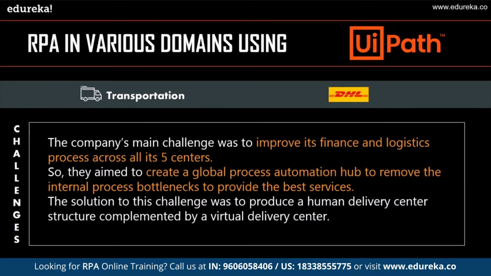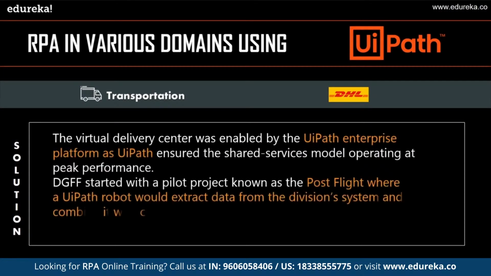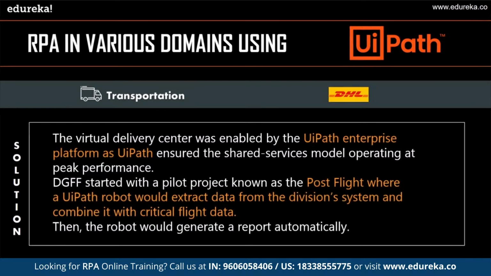The solution to this challenge was to come up with a human delivery center structure complemented by a virtual delivery center. So, to enable the virtual delivery center, the company chose UiPath's enterprise platform as UiPath ensured the shared services model operating at peak performance.